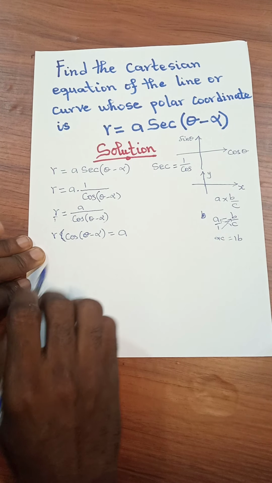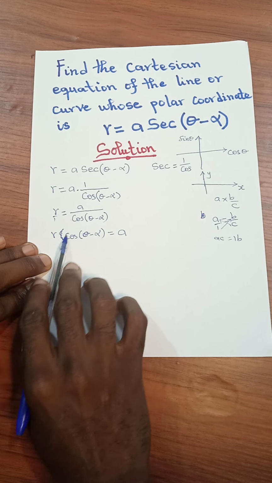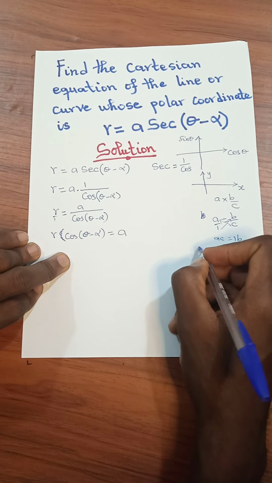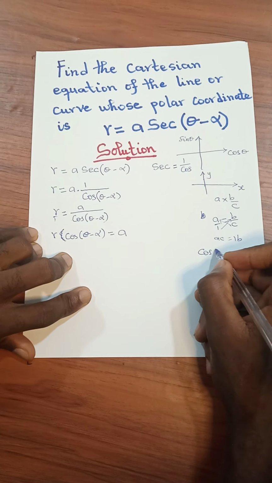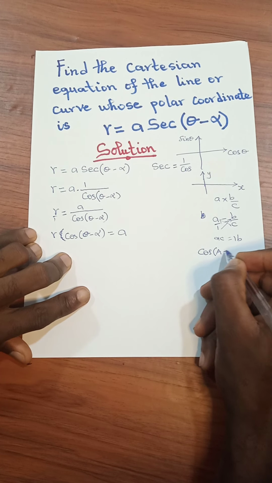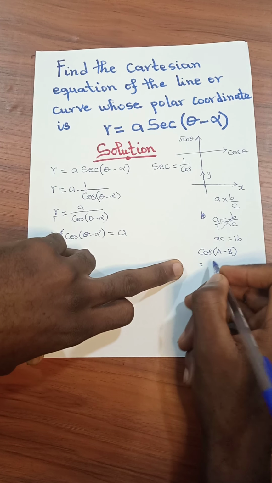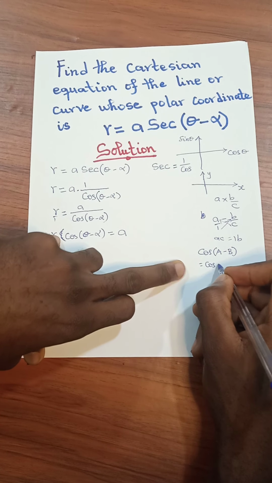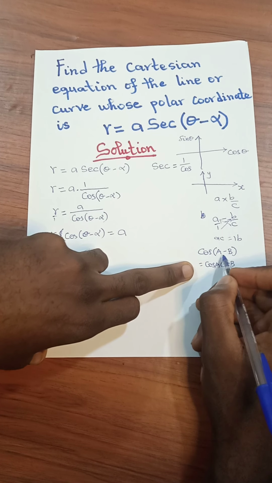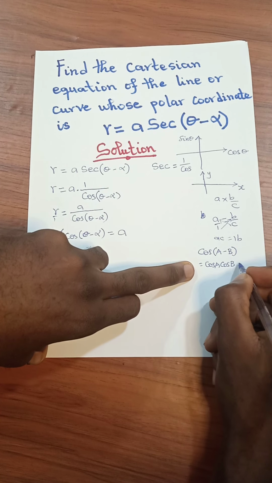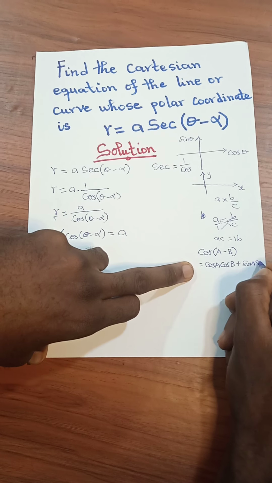So from here, what do we do? This is an identity also. Can you remember the trig identity that says cos(a minus b) is equal to cos a cos b, and because it's cos(a minus b), it becomes plus sine a sine b?